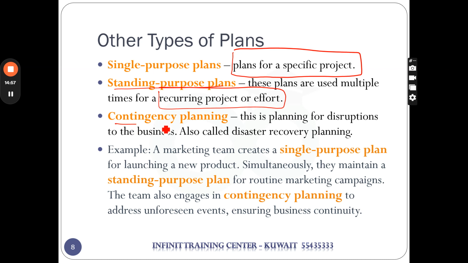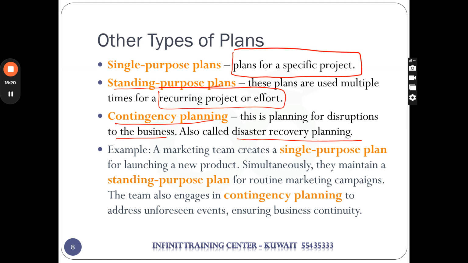Then we have contingency planning. This is planning for disruptions to the business. So if something goes wrong with your business, what are you going to do? It is also called disaster recovery planning.